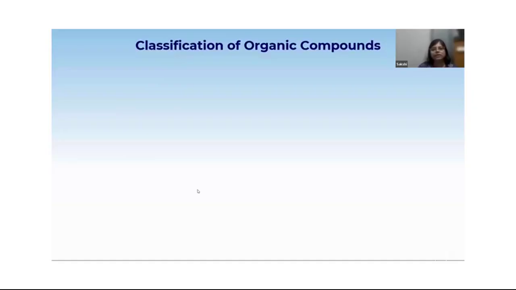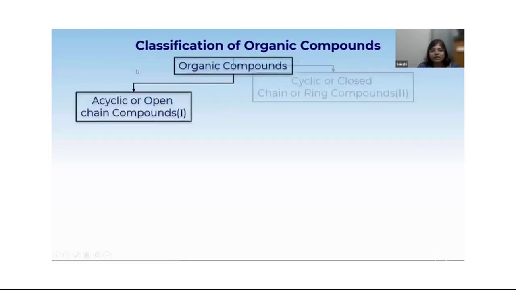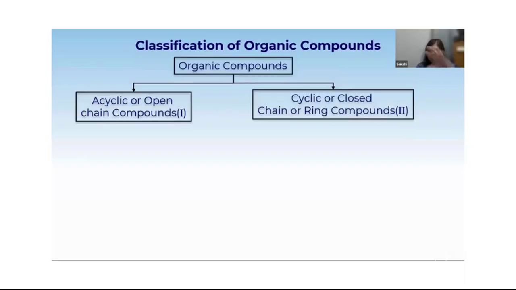Hello everyone. Today the topic that we are going to study is classification of organic compounds. This is in the chapter Some Basic Concepts of Organic Chemistry. Okay, let us begin. So how can we classify the organic compounds? Basically they can be classified as closed ring compounds or open chain compounds. We'll be seeing examples of each one of these.